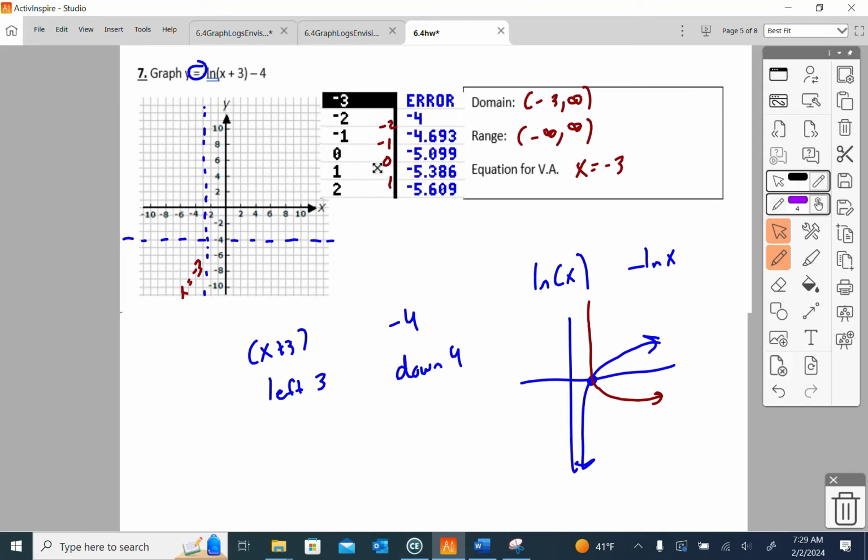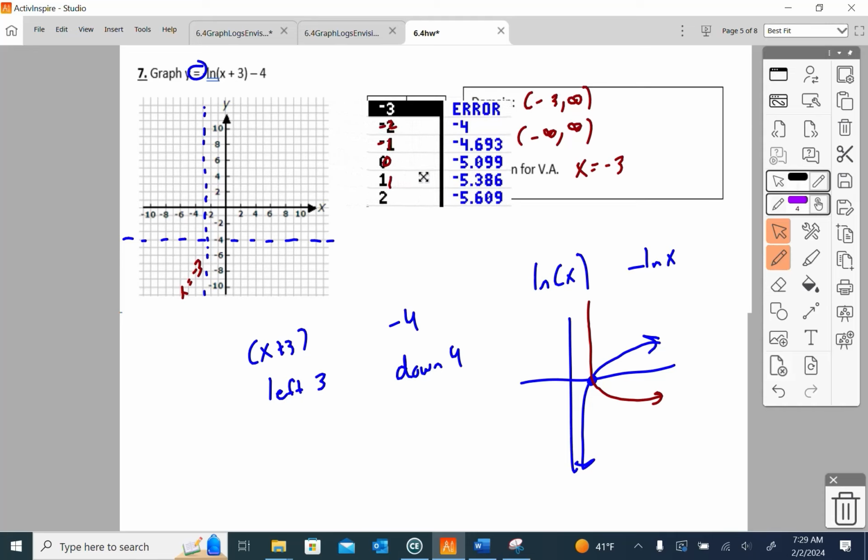Gives me my points. There we go. So -2 happened to be -4. -1 happens to be getting really close to -5. 0 is a little past -5. And that's kind of the gist of it.